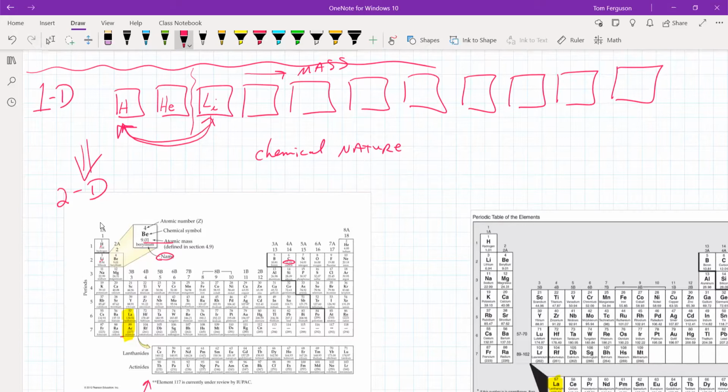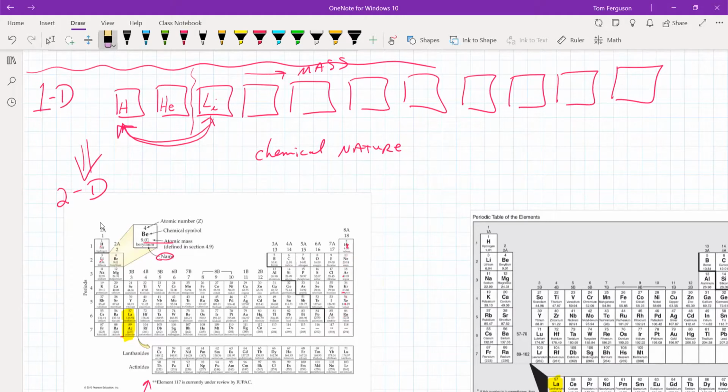Then they noticed that neon has the same chemical characteristics as helium, argon, krypton, xenon, etc. These all have similar chemistry. So they took the one-dimensional model and broke it up by chemical nature or chemical characteristics. That's why we have a two-dimensional periodic table instead of a one-dimensional one. So that says a lot about the periodic table. It's very handy.